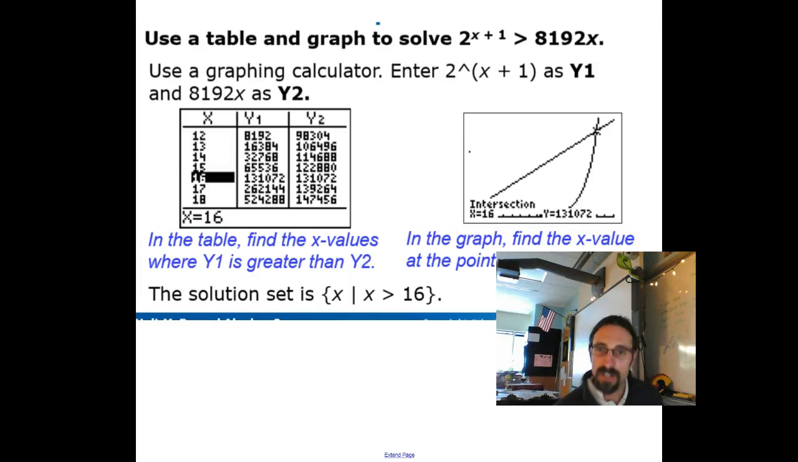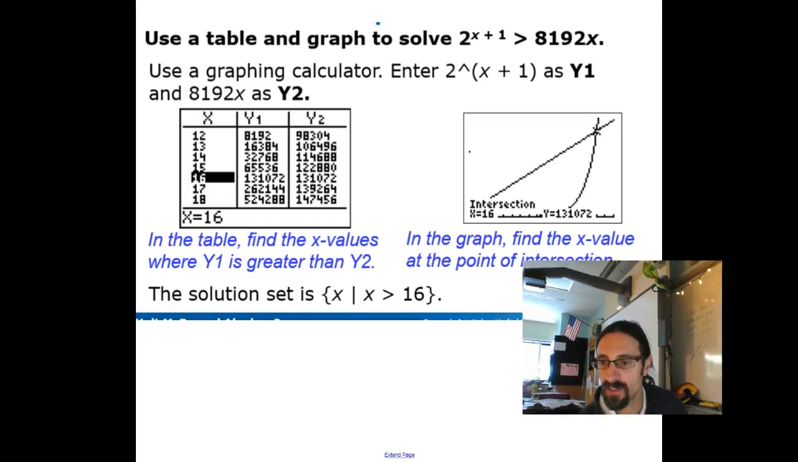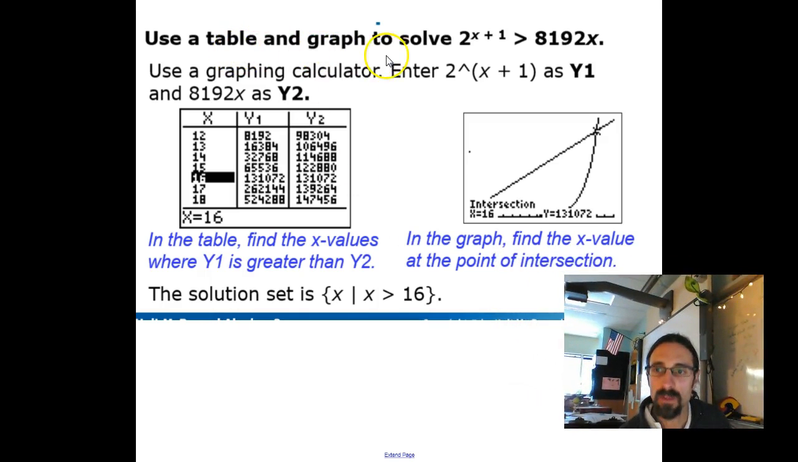The last thing you need to do, and there are some problems at the very end, is they want you to use a table and a graph to solve inequalities or equalities. And what this means is being able to use the calculator. So what they want you to do is enter the 2 to the x plus 1 as y1 and the 8192 as y2. And you can either compare those values, so where is y1 greater than y2, or you can also do it graphically. And then of course that means your solution set is that x's are greater than 16.